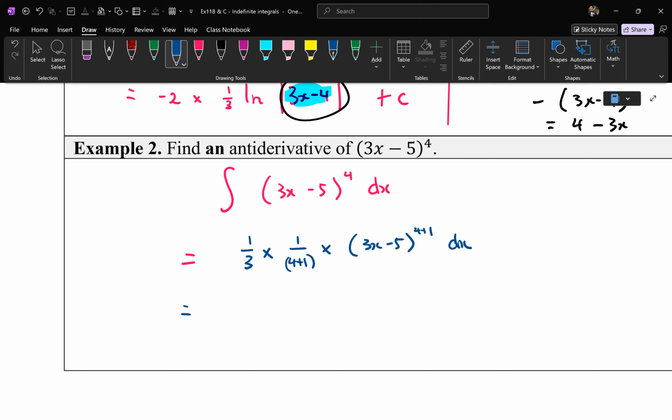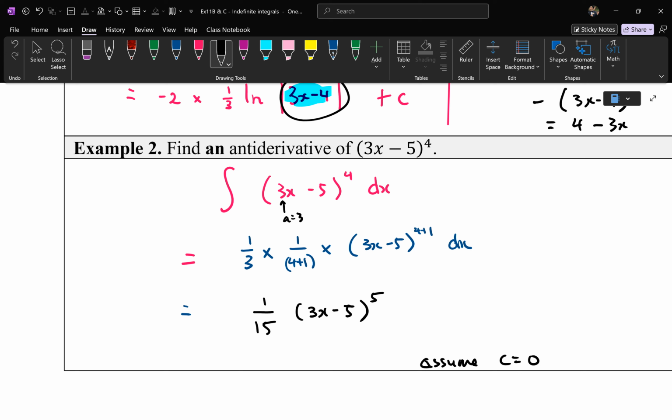So if you're going back to rule 2b, you should see there was an a value. This is your a. Here's your a equals 3. So it should be 1 on a times 1 on n plus 1. So n is the power, so 4 plus 1, n plus 1, and you've got the function there. So putting it all together, 1 on 15, 3x minus 5 to the power of 5. Okay, and you don't have to put the plus c because we're saying c is equal to 0. So assume c equals 0. So you don't have to put the plus c, and that's an antiderivative, not the antiderivative.